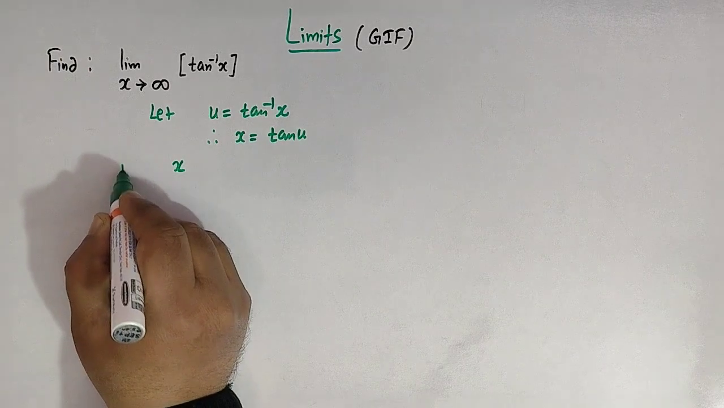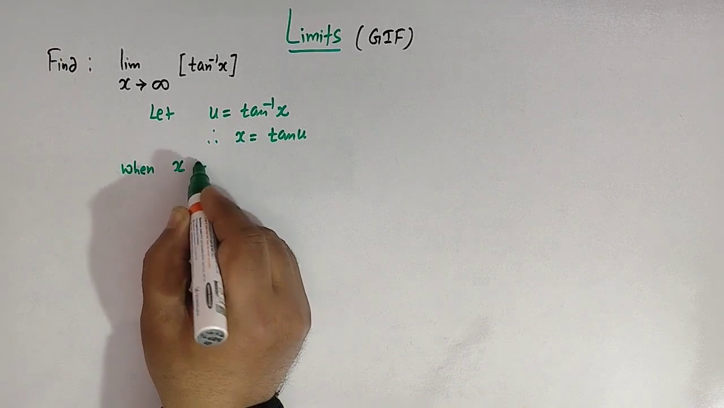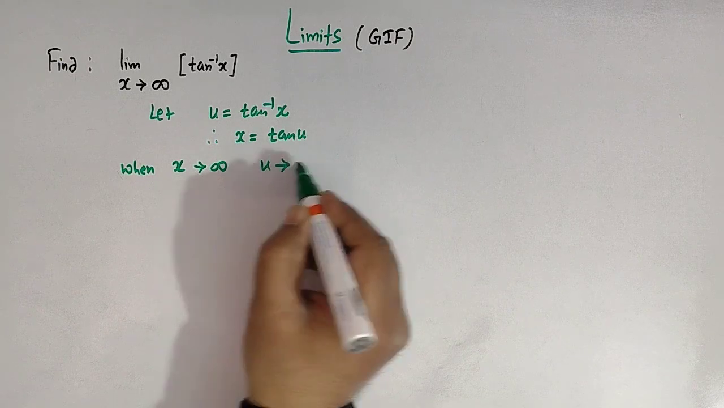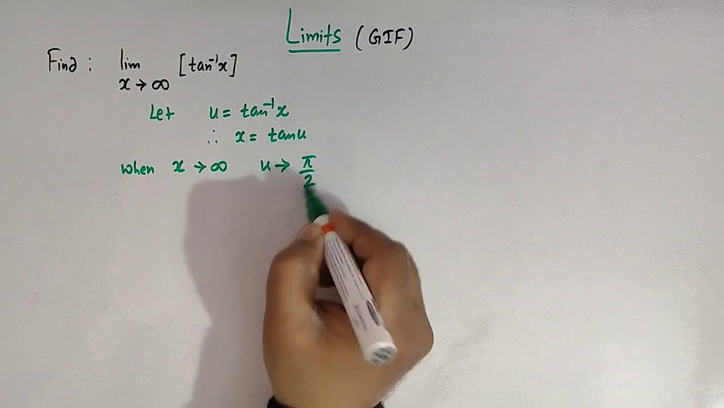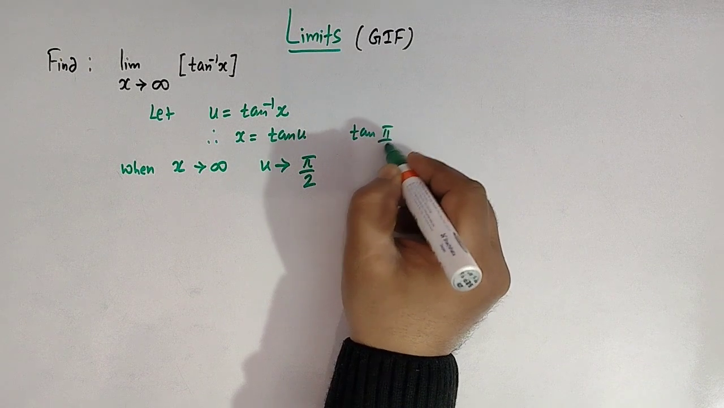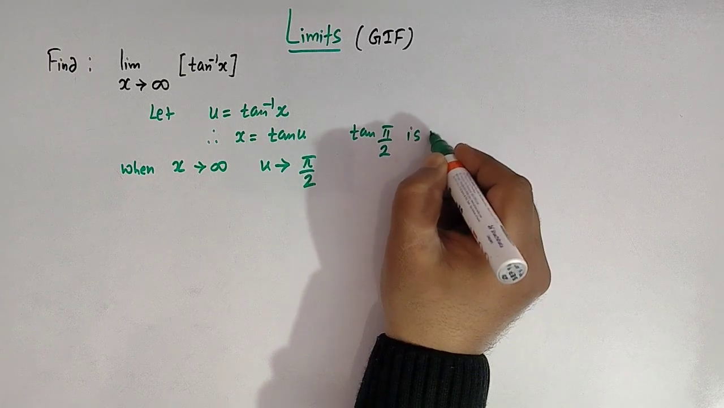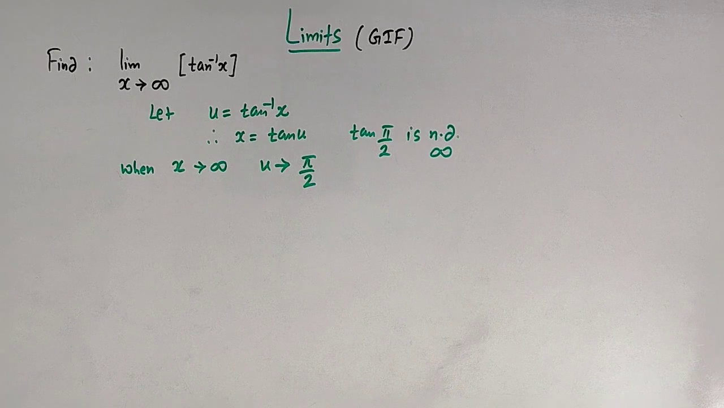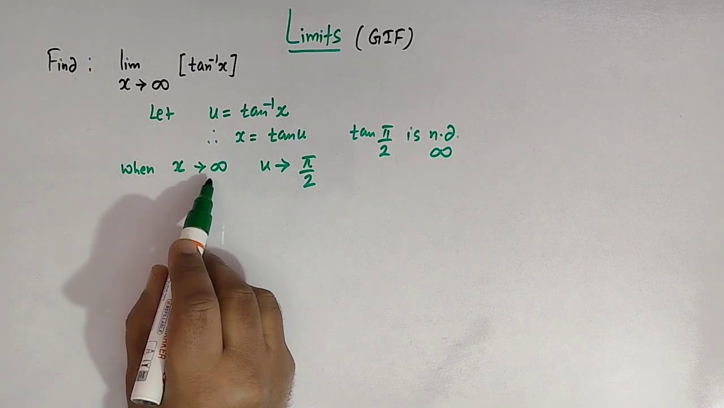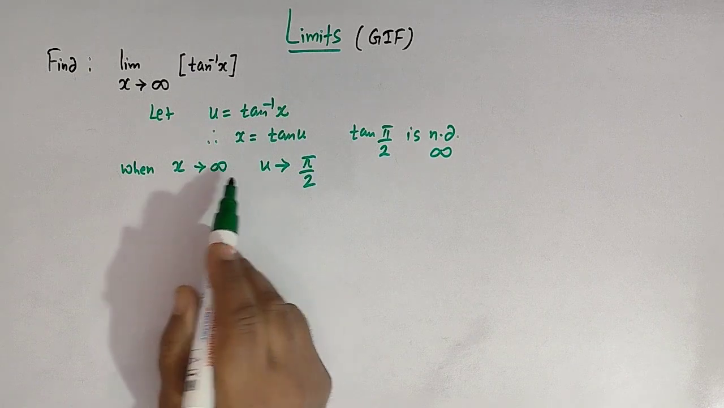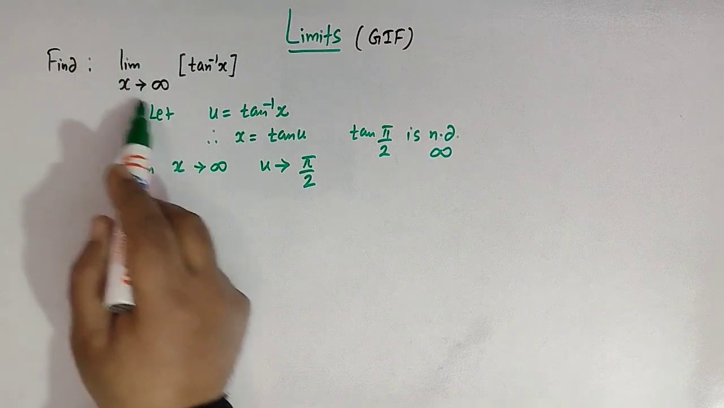So when x approaches infinity, then u approaches pi by 2, because tan pi by 2 is not defined, or we can write it as infinity. So when x tends to infinity, u tends to pi by 2. So let us apply this substitution to this expression.